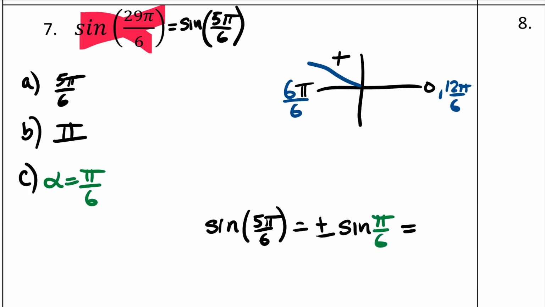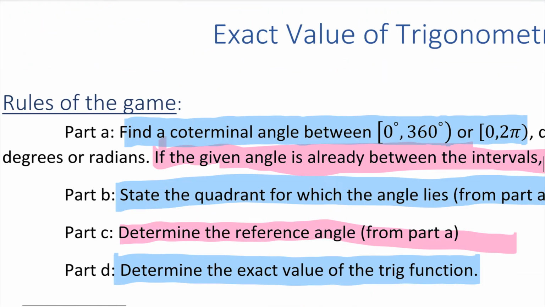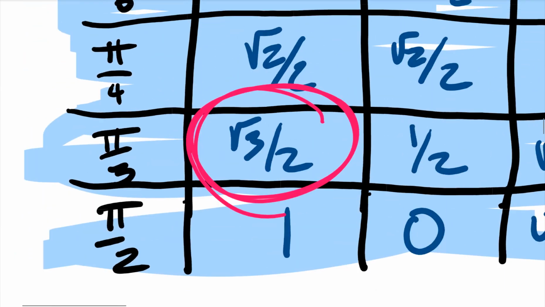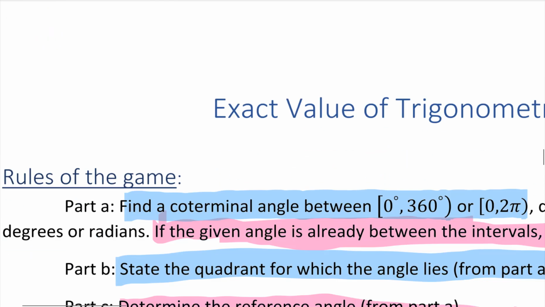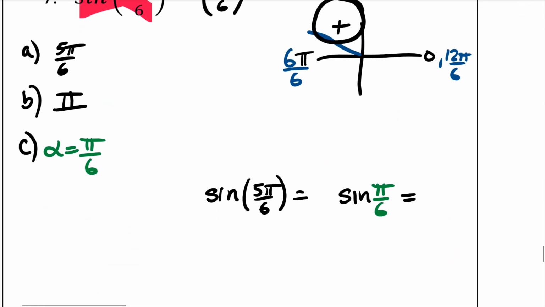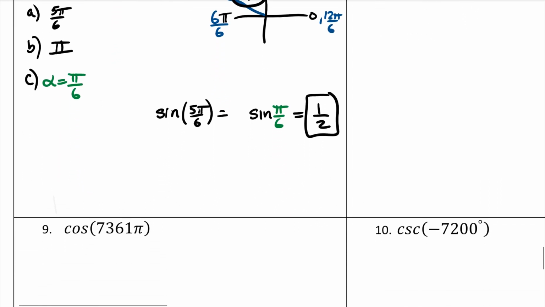And are we positive or negative in the second quadrant? Oh, we're positive. We look at our table. And what's sine of pi over 6? Oh, it's 1/2. So our answer is, sorry for the scrolling, are you getting dizzy? Is positive 1/2. All those answers are coming straight from that table.